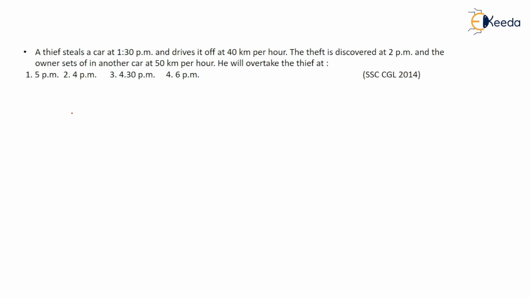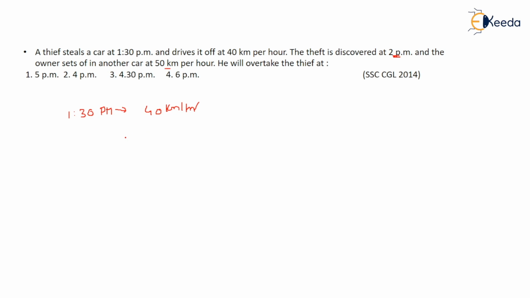Okay, so remember, at 1:30 p.m. the thief stole the car and he is driving at a speed of 40 km per hour, right? And the theft is discovered, meaning the owner comes to know at 2 p.m. that his car is missing. So he took his car and started chasing at a speed of 50 km per hour. So it is asked, at what time will he overtake the thief?